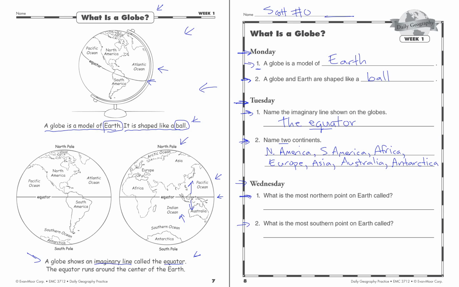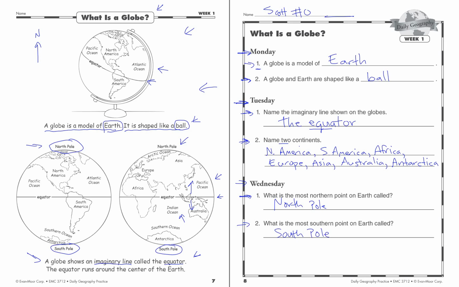What is the most northern point on Earth called? Well, on maps, usually up is north, and if you look over here, right there, it's called the North Pole. North Pole. And then number 2 on Wednesday, what is the most southern point on Earth called? Down here. I know those. It's called the South Pole.